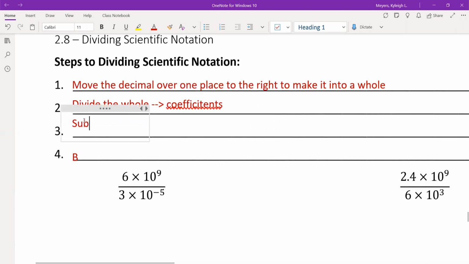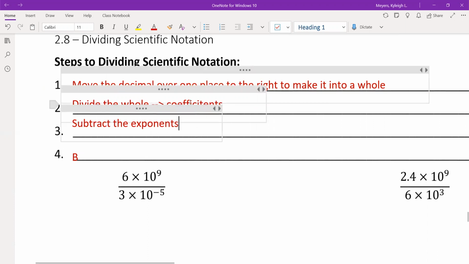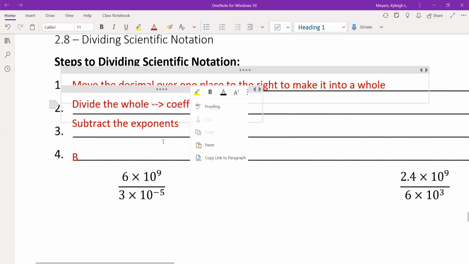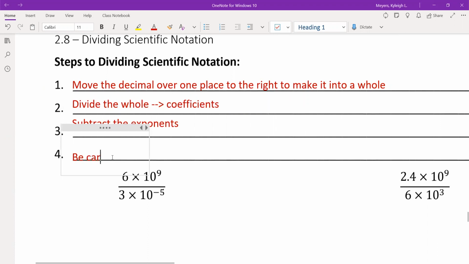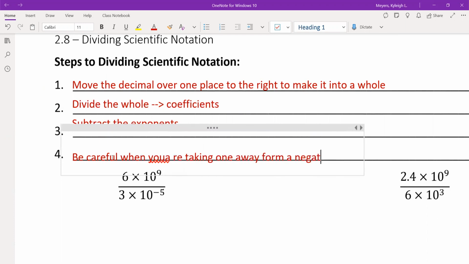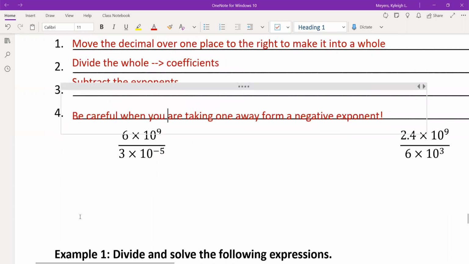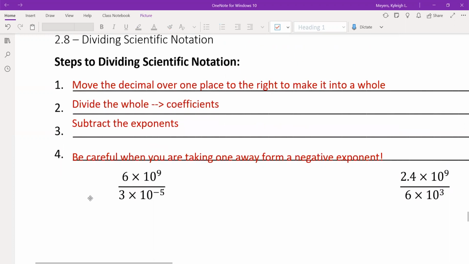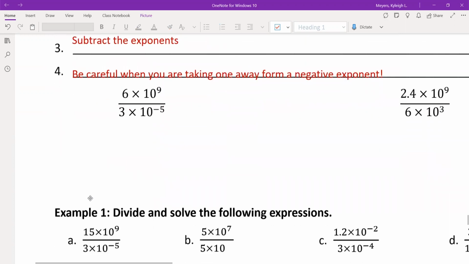And then we subtract the exponents. And just be careful when you are taking one away from a negative exponent. Okay, so just be careful when we have to move that one over, if it's not in scientific notation form. Okay, so if you need to look over those things, pause, but otherwise I'm gonna keep on going.